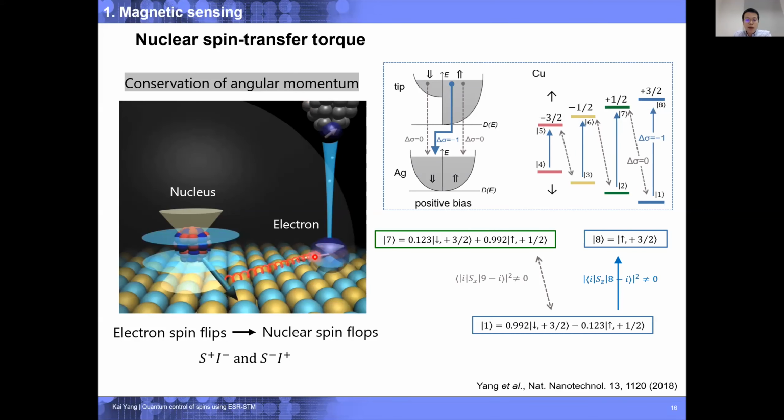In the second step, the copper electronic spin exchanges its angular momentum with the copper nucleus through the spin flip-flop part of the hyperfine interaction. This corresponds to these 3 pairs of transitions, as indicated by the dashed arrows. So eventually, the spin populations will flow according to this zigzag pattern, and we can polarize the nuclear spin into the positive 3/2 state.